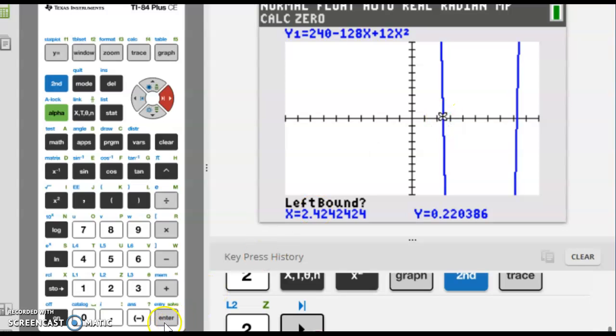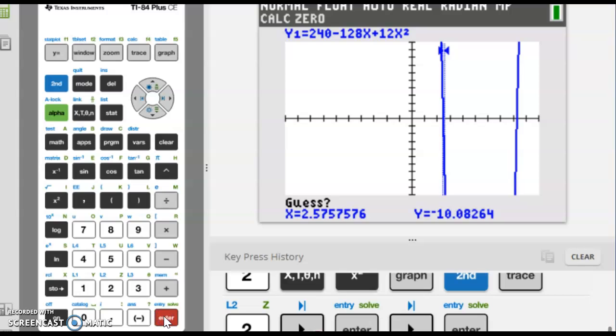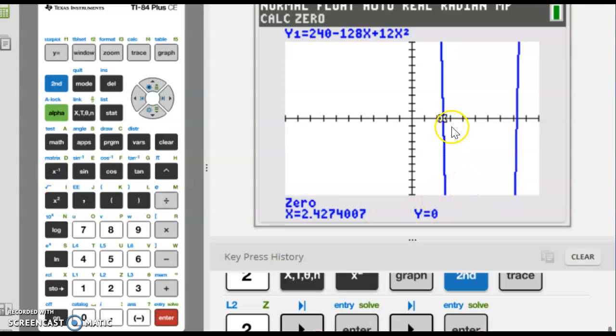Okay, so I'm going to hit enter. Then I have to move it to the right. So I'm going to go one notch there. And notice it's off my window. That's okay. Hit enter. And then hit enter again. Okay, and it found it. So I know one of them's at 2.43. Okay, so write that down. We would need 3 decimal places. So 2.427. You can just chop it off.